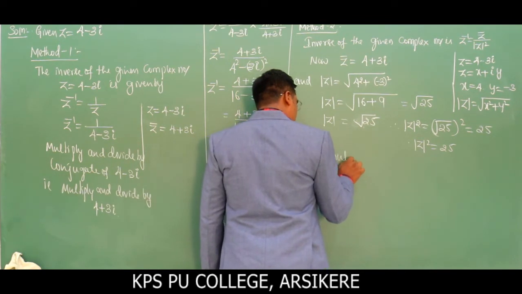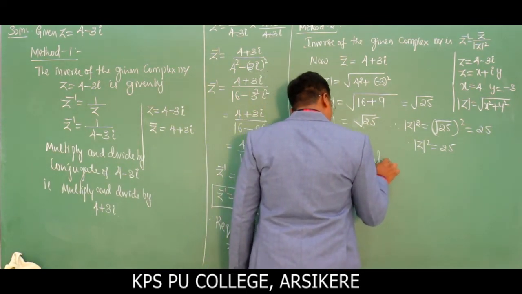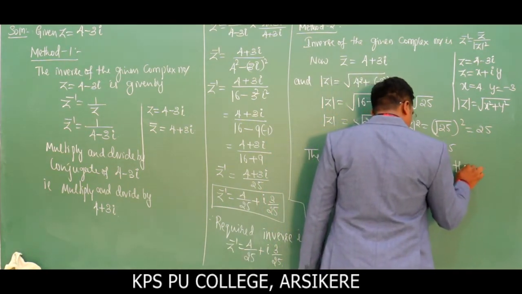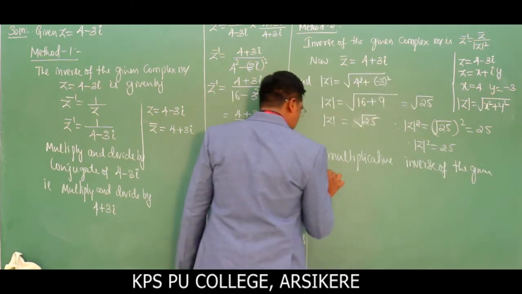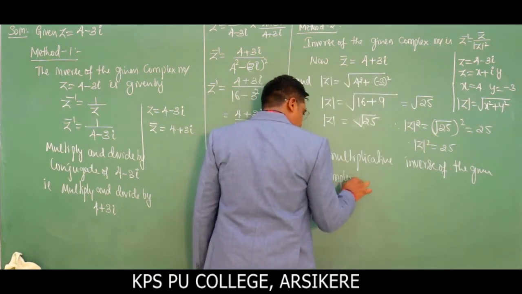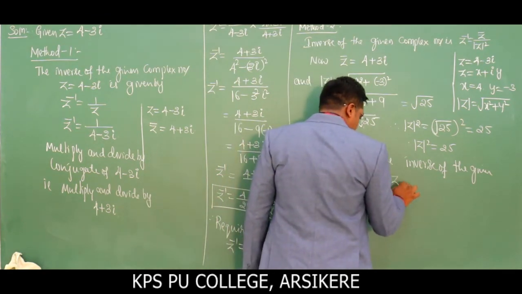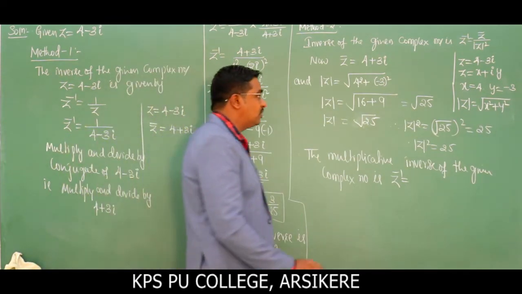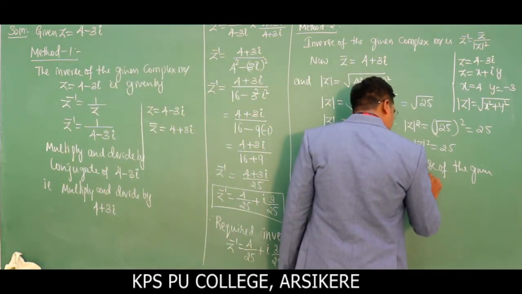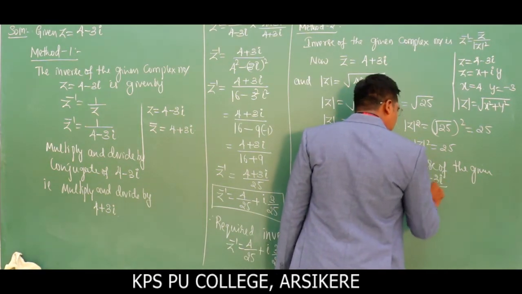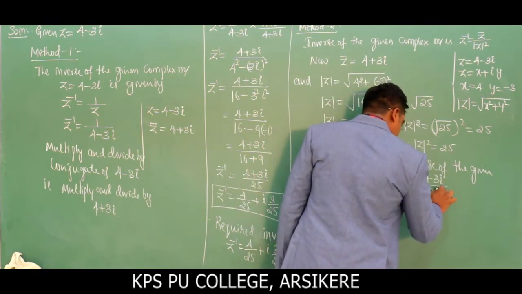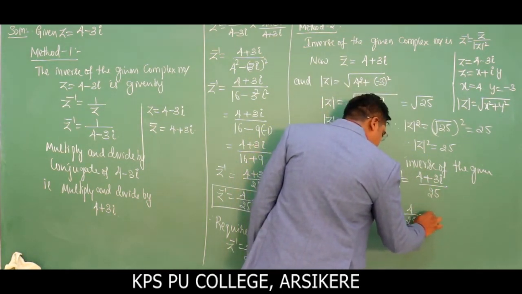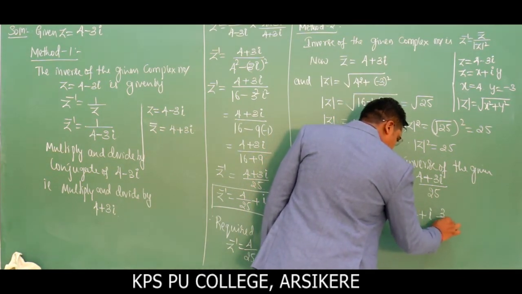Therefore, the required multiplicative inverse of the given complex number is, you can write here, the multiplicative inverse of the given complex number is z inverse is equal to, now substitute here z bar as well as mod of z whole square. What is z bar? 4 plus 3i divided by mod of z whole square is 25. So z inverse is equal to 4 by 25 plus i times 3 divided by 25.